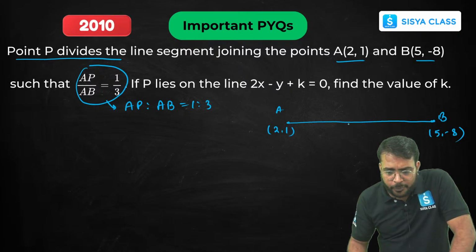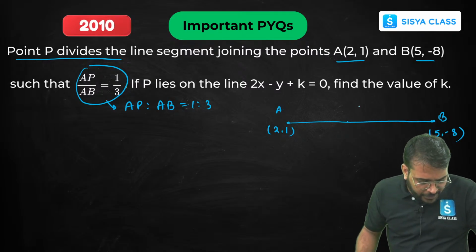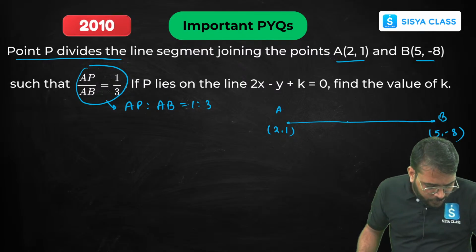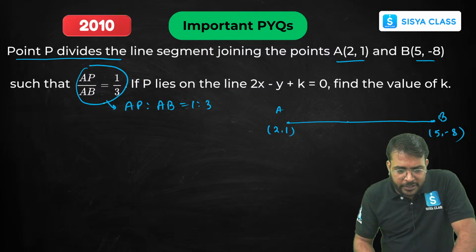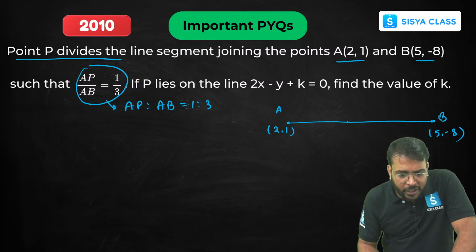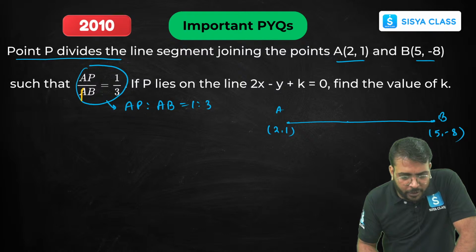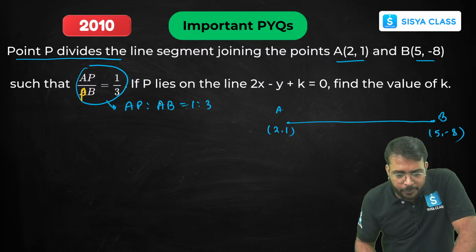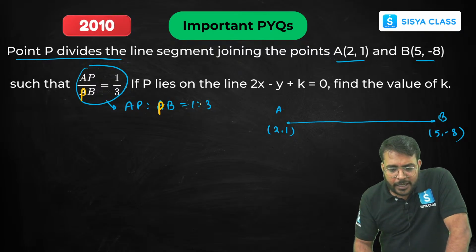What is AB, what is AP? That means this is my point P. I think there is some mistake here. This is AP is to PB, not AB, this is a misprint here. This should be PB, okay fine. AP is to PB, there is a misprint here, all right.